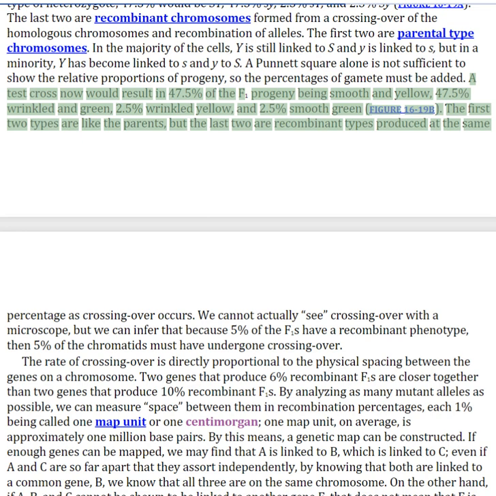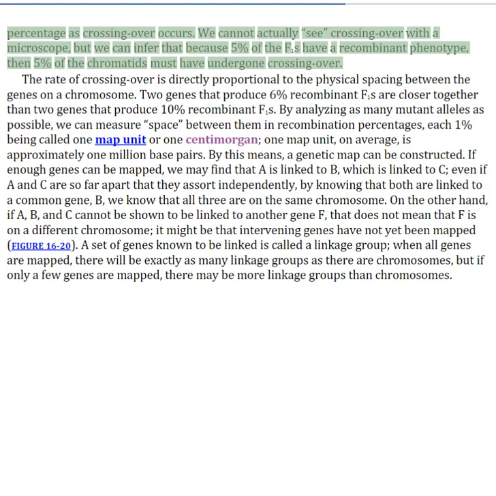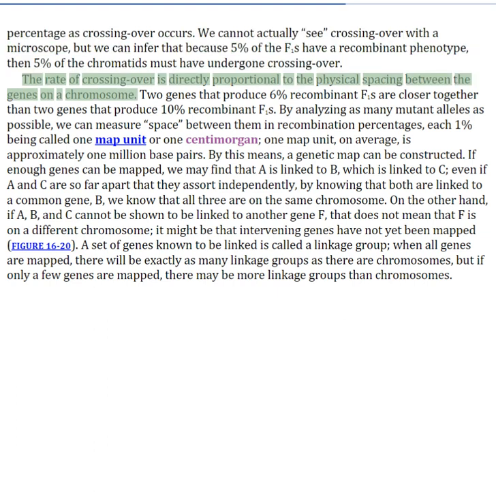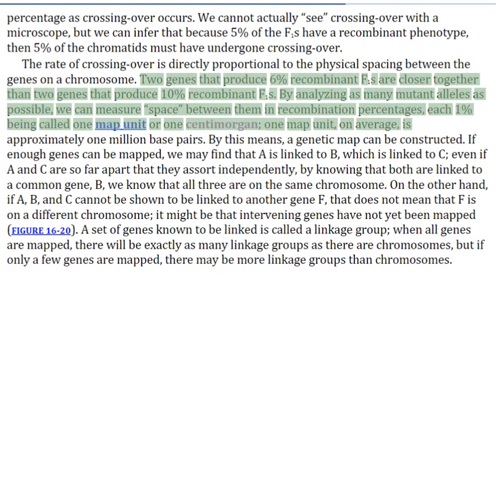The first 2 types are like the parents, but the last 2 are recombinant types produced at the same percentage as crossing over occurs. We cannot actually see crossing over with a microscope, but we can infer that because 5% of the F1s have a recombinant phenotype, then 5% of the chromatids must have undergone crossing over. The rate of crossing over is directly proportional to the physical spacing between the genes on a chromosome. 2 genes that produce 6% recombinant F1s are closer together than 2 genes that produce 10% recombinant F1s.